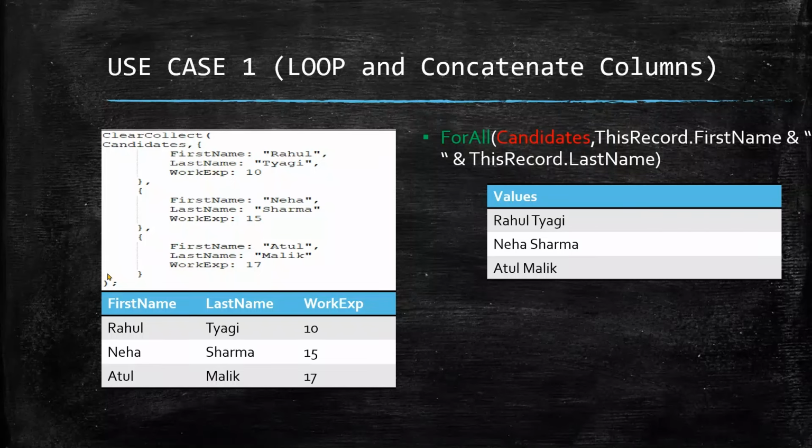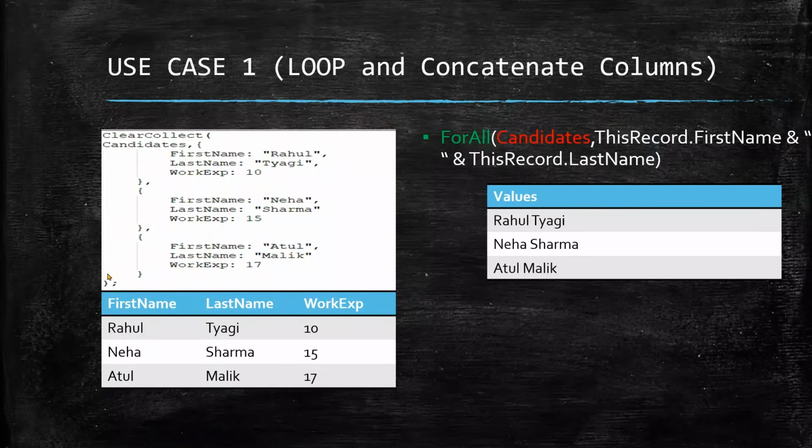So on the right hand side in green you can see I have written the syntax for the ForAll function. I will type in ForAll, then start the bracket and pass the collection name. In my case the collection name is candidate, which I have marked in red. Then I will put a comma, and after that I need to pass the formula. In the formula, I need to do the concatenation of first name and last name. That's why I've written ThisRecord.FirstName and ThisRecord.LastName.